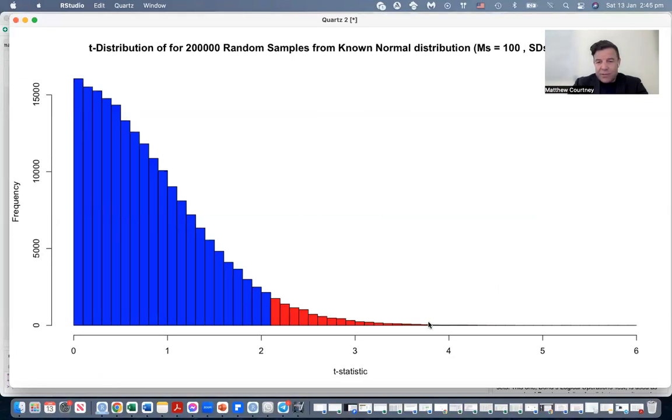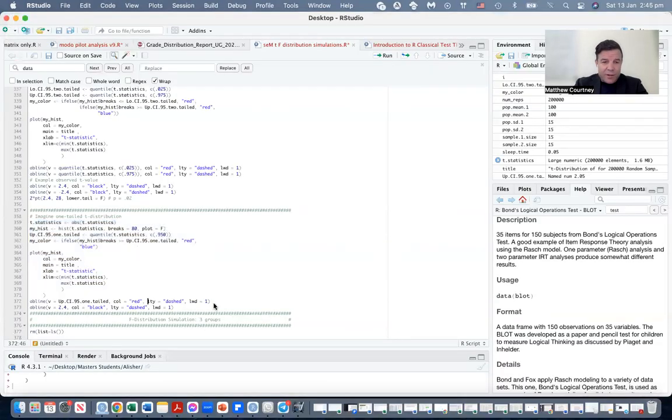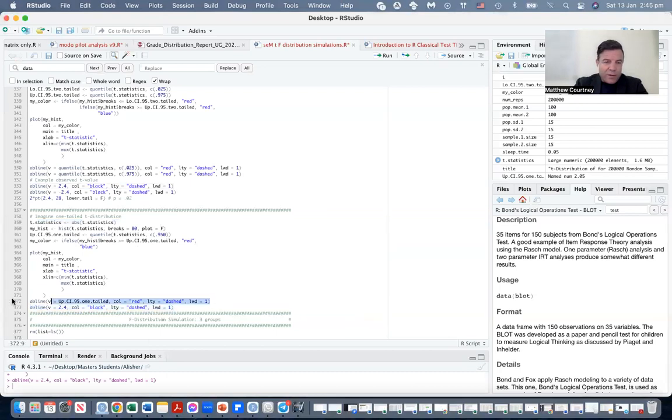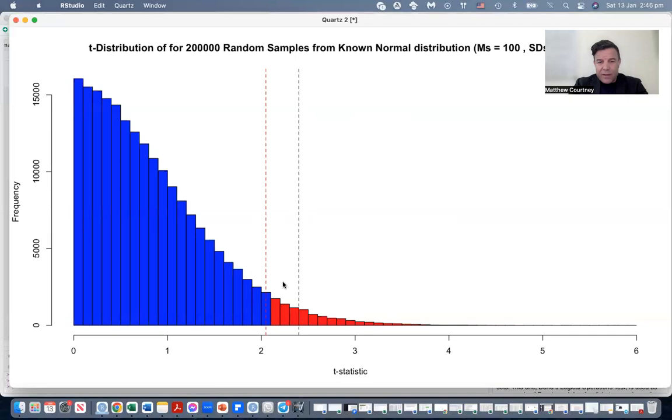This here represents 5% now of the total area under the graph because it's not split into two. Now, our actual observed result was 2.4, and that is here. So it's the area here. This area would constitute 2% of the total area under the graph. So our p-value is 0.02. We can also put in that threshold value here between these 2 points.